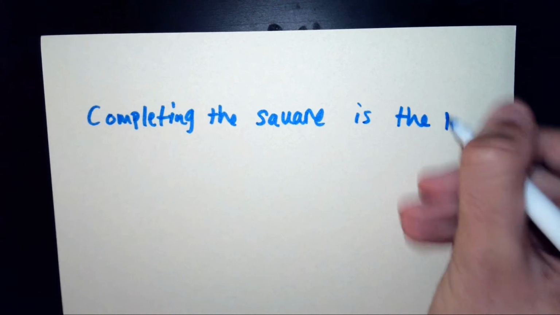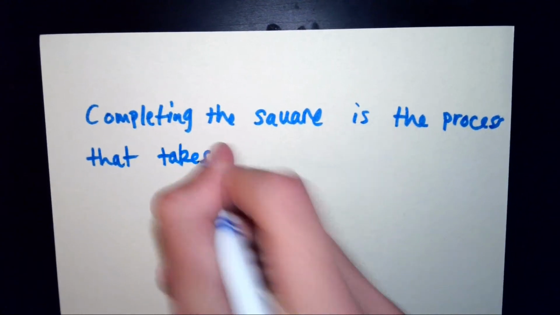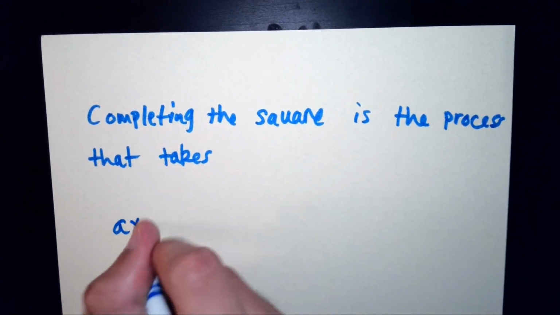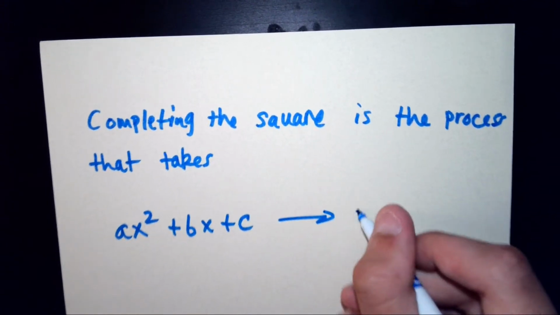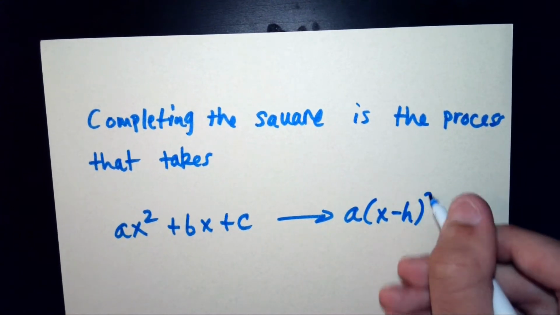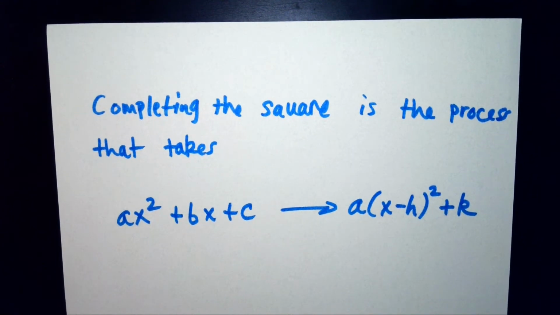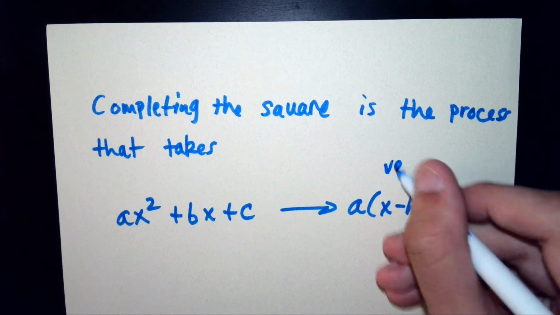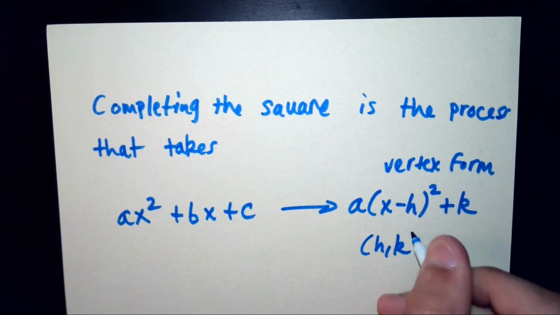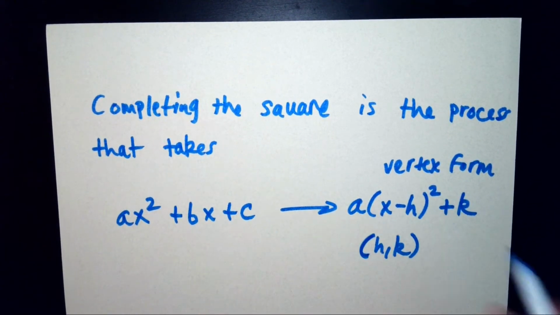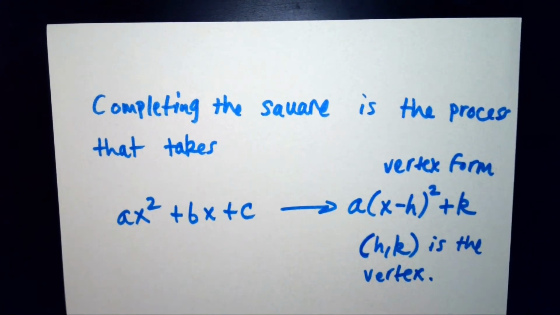is the process that takes something like ax squared plus bx plus c. It takes a quadratic in this form and turns it into the same quadratic, but in this form. This form is typically called the vertex form. And the reason why is because after you transform it into this form, h comma k is the vertex of the parabola.